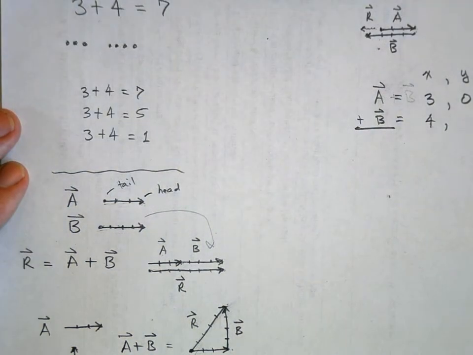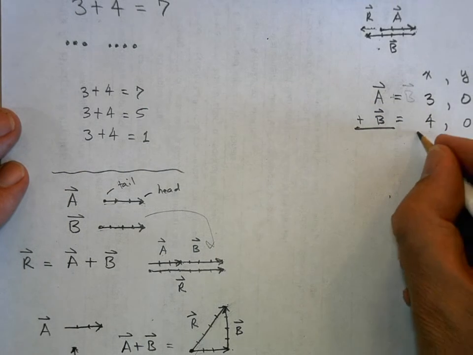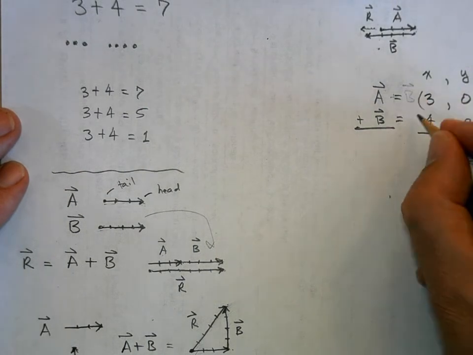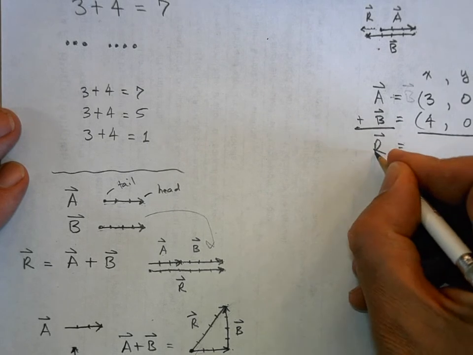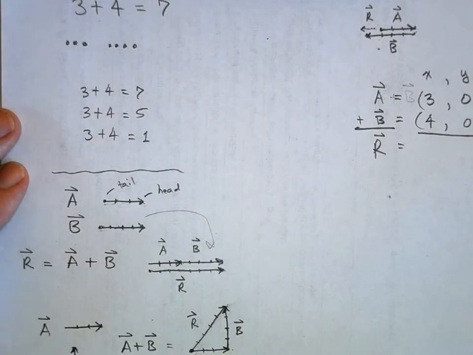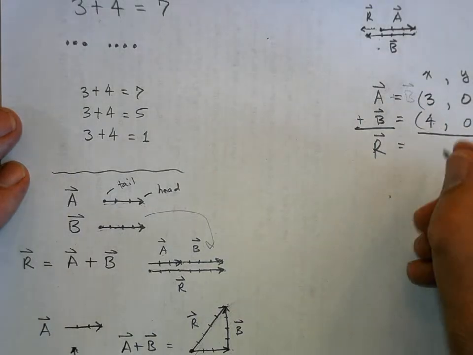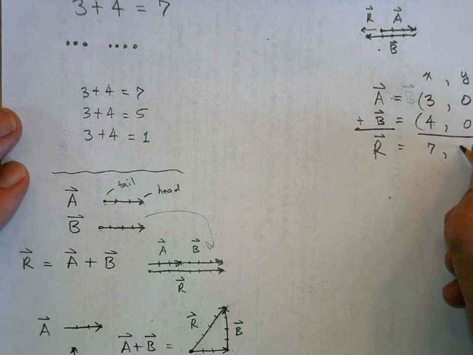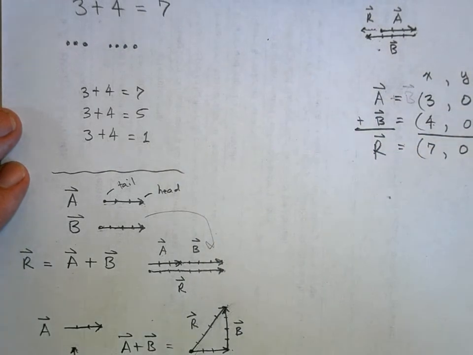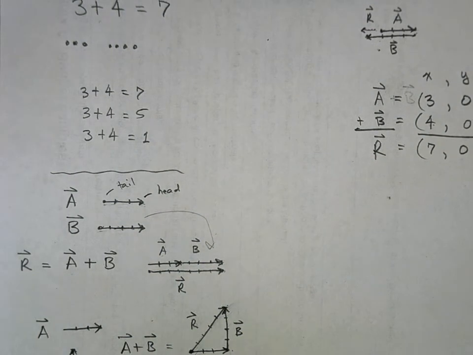And how far in the y direction? 0. And now I could say, hey, in the x direction, my resultant vector, or the vector I get from adding these 2 vectors, is I just go 3 plus 4 equals 7, and 0 plus 0 is 0. And this is my resultant vector in rectangular coordinates.